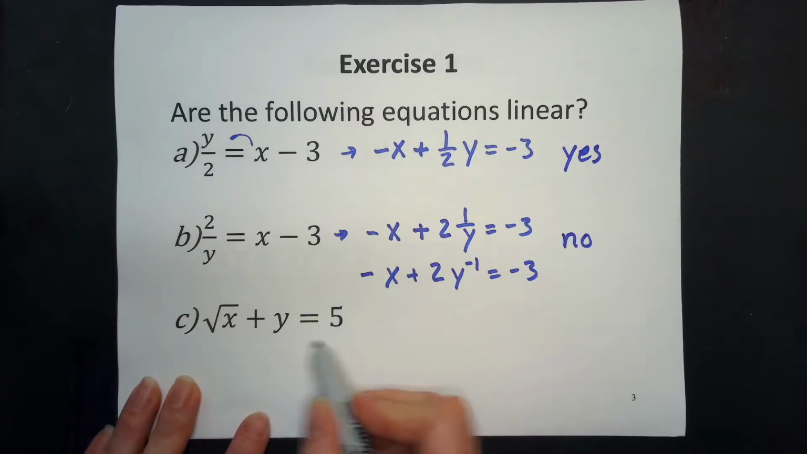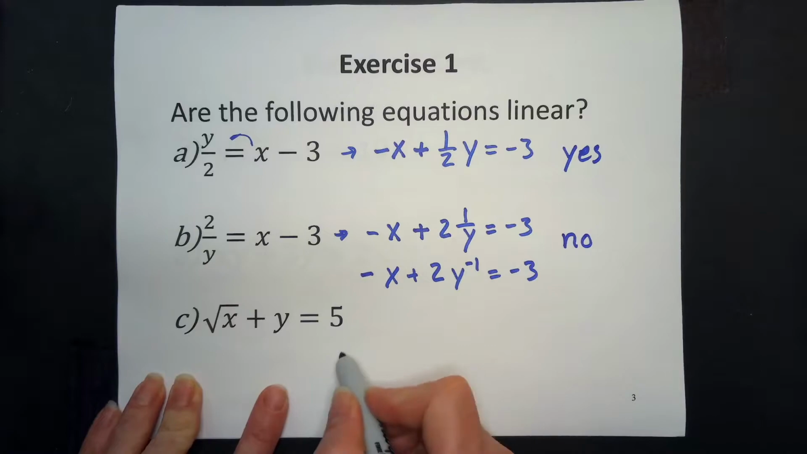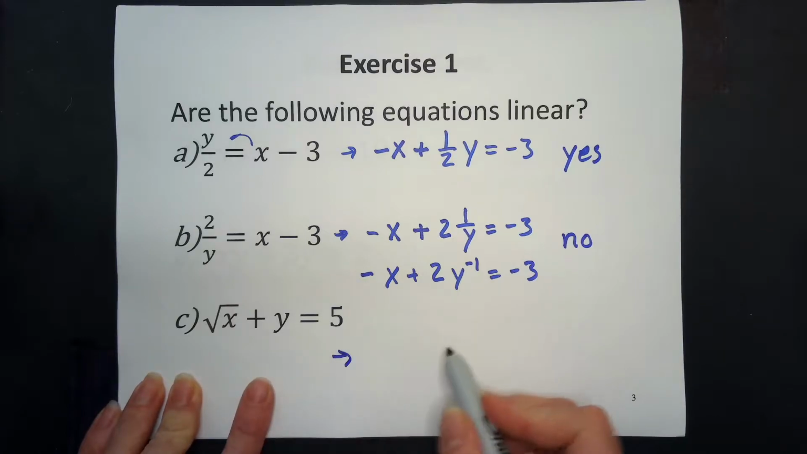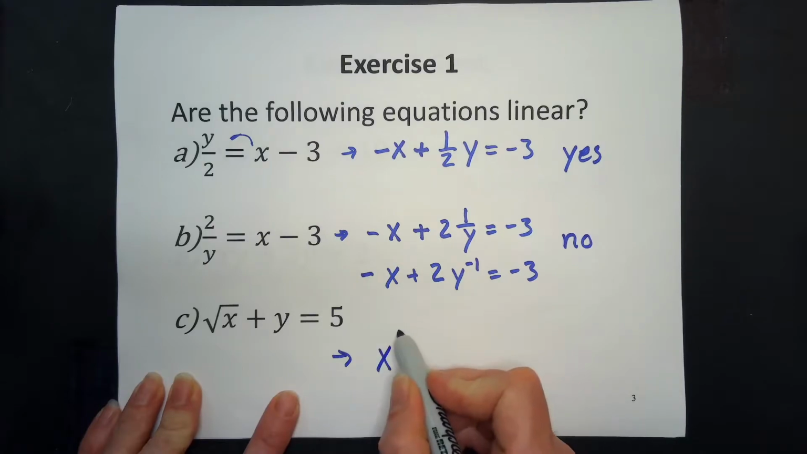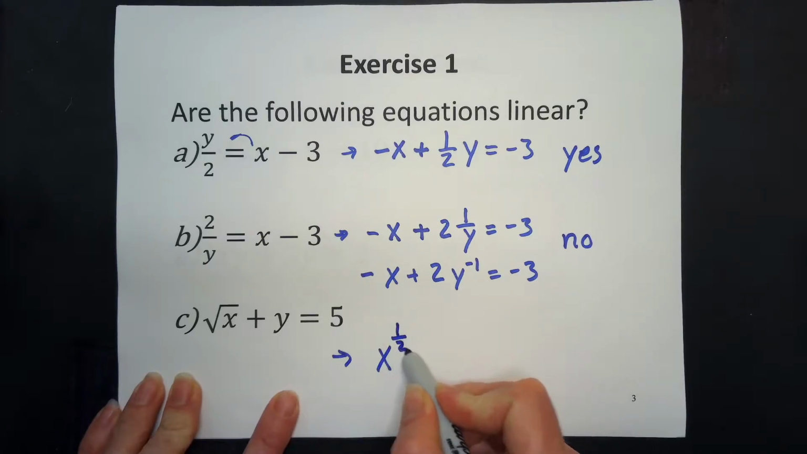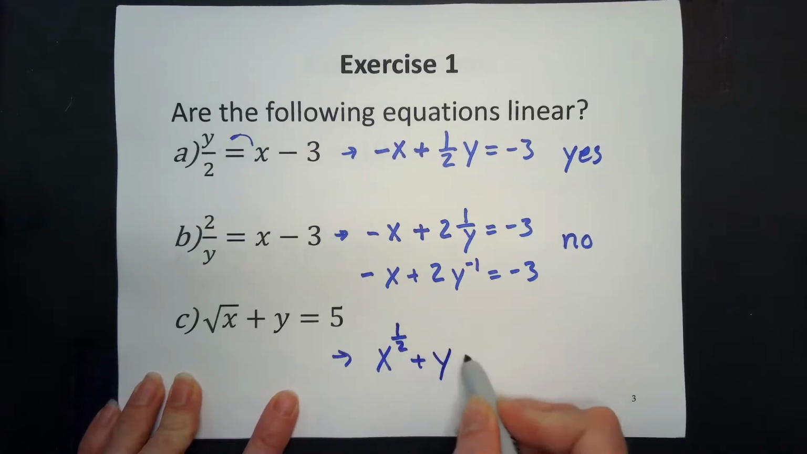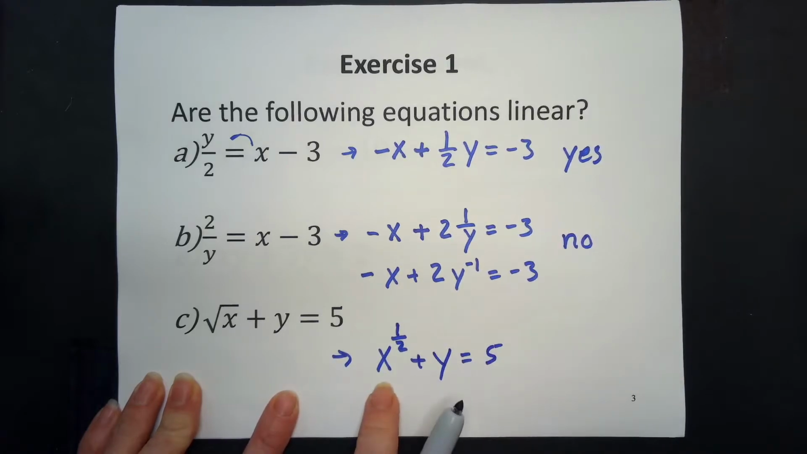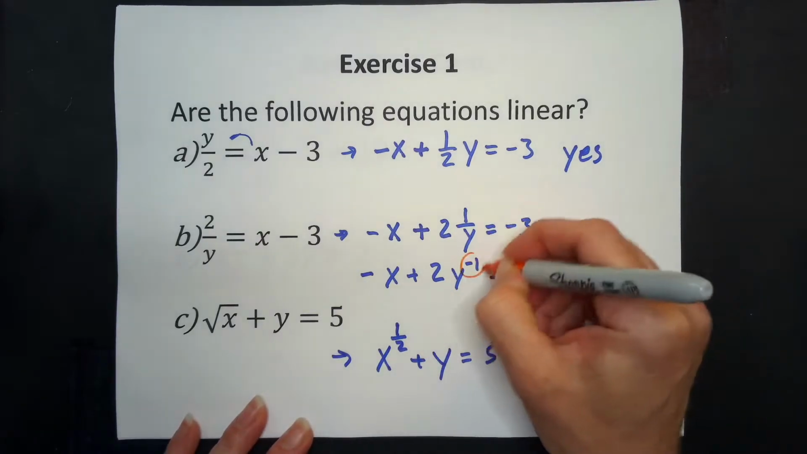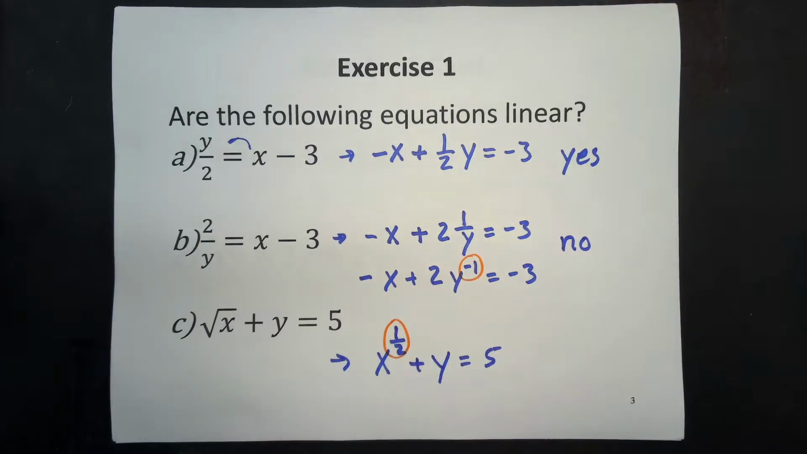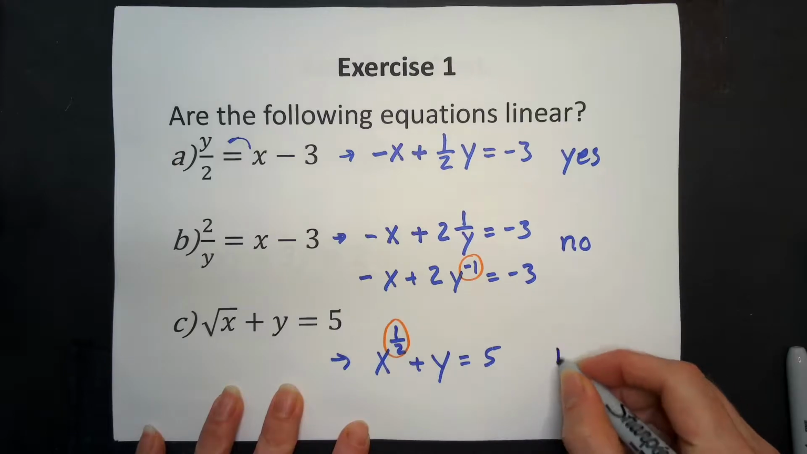This next one, we've got our x and y on the same side. That's fine. That's how we want it. But if we write the x as a rational power, it's x to the 1/2 plus y equals 5. Well, x to the 1/2 is no longer the first power. That's what gives us our trouble. Let me circle our problems here. That gives us a problem. It's no longer linear, so this would be a no.